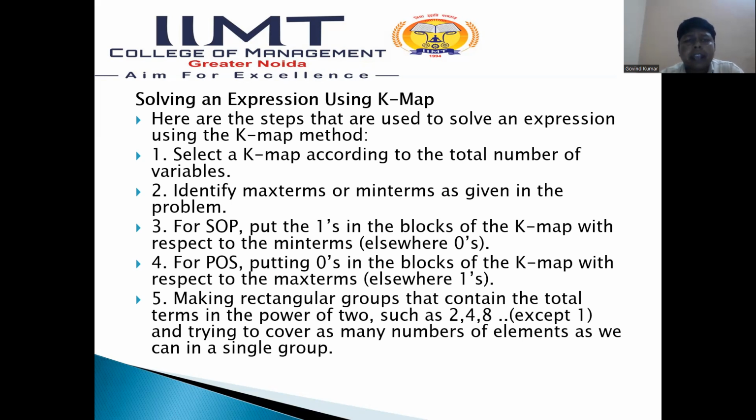Solving an expression using a K-map. Here are the steps used to solve an expression using the K-map method. First, draw the K-map according to the total number of variables. Second, identify the max terms and min terms given in the problem. For SOP, sum of products, put 1 in the blocks of the K-map with respect to min terms, elsewhere 0. For POS, put 0 in the blocks of the K-map with respect to max terms.